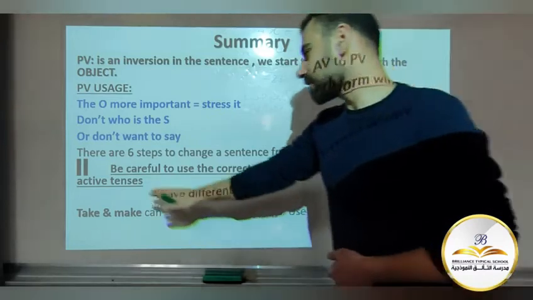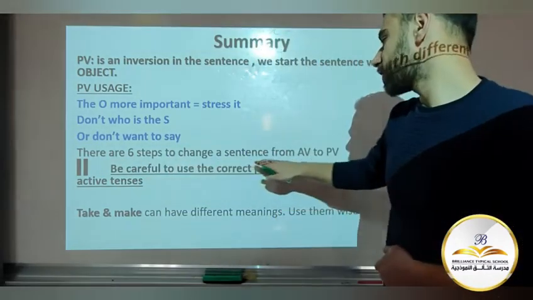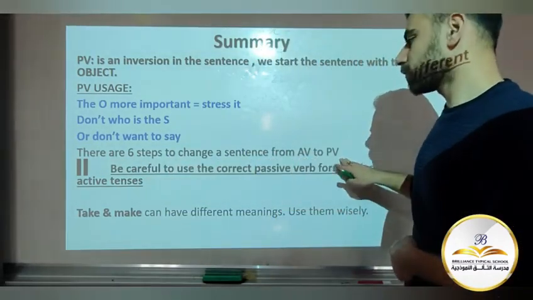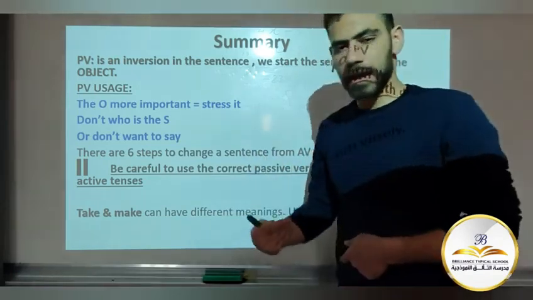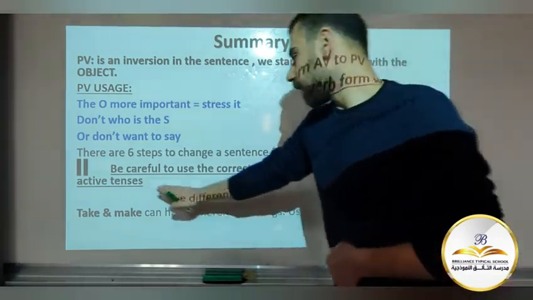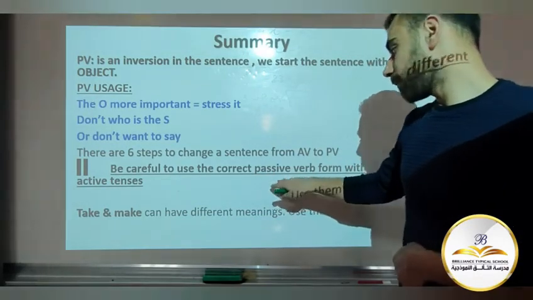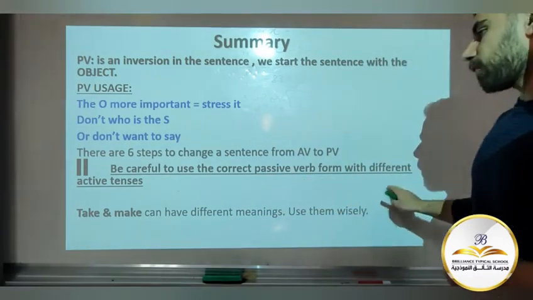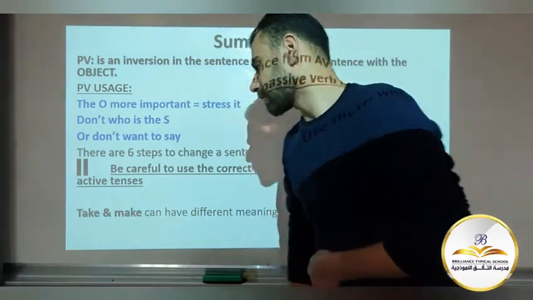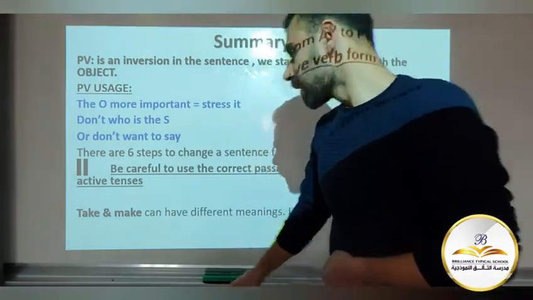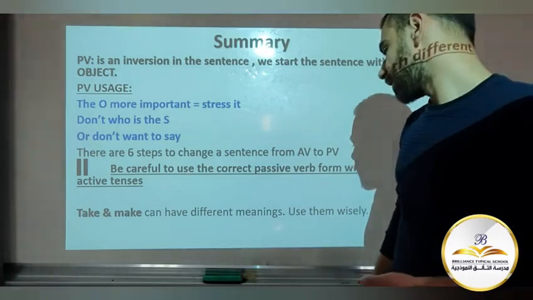There are 6 steps to change a sentence from active voice to passive voice. So go back and study them again. Be careful to use the correct passive verb forms with different active sentences, tenses. Take and make can have different meanings.